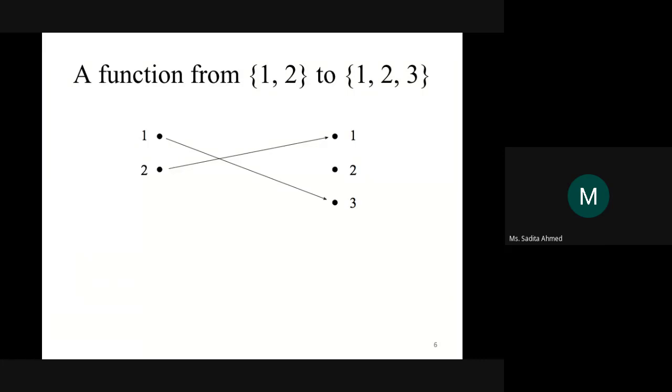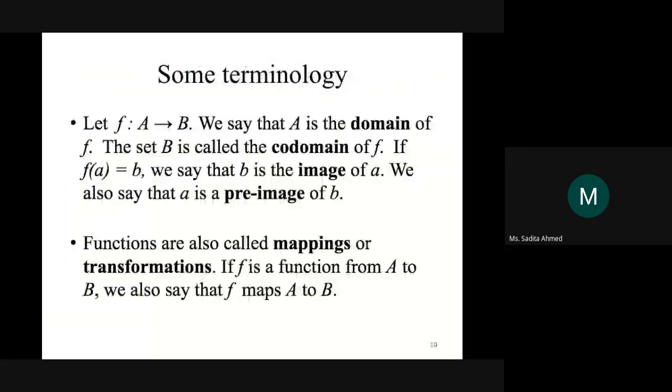However, the range contains all the images, that is all the results. The elements that you will have in the range are all results that you get by applying the function on each element of the domain. So that is the difference between the codomain and the range. Miss, so 2 will not be in the range. Yeah, 2 is not going to be in the range.